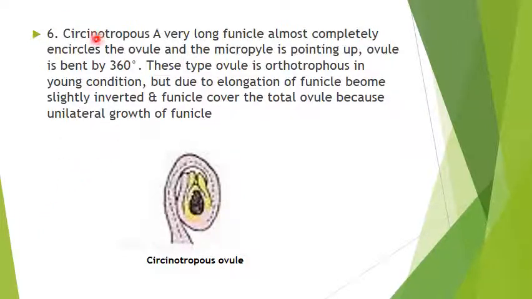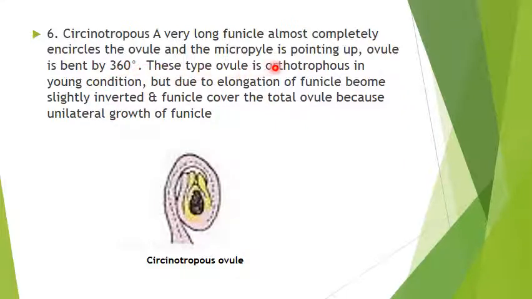Now the last one is the circinotropous ovule. Here a very long funicle almost completely encircles the ovule. Now you can see here the funicle enclosing or encircling the ovule, and the micropyle is pointing up, and the ovule is bent by means of 360 degrees.